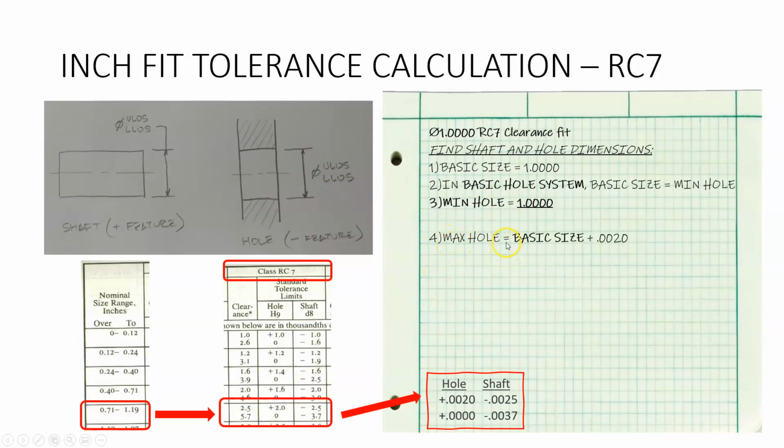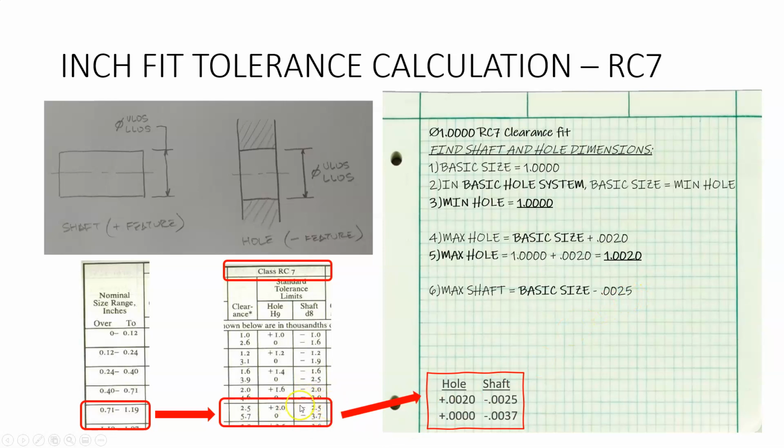The maximum hole is equal to the basic size plus 0.0020. Where to get that from? Right there, hole, read down 0.0020 after we convert it. So therefore the maximum hole is equal to 1 plus 0.0020 or 1.0020. All right. The maximum shaft is equal to the basic size minus 0.0025.